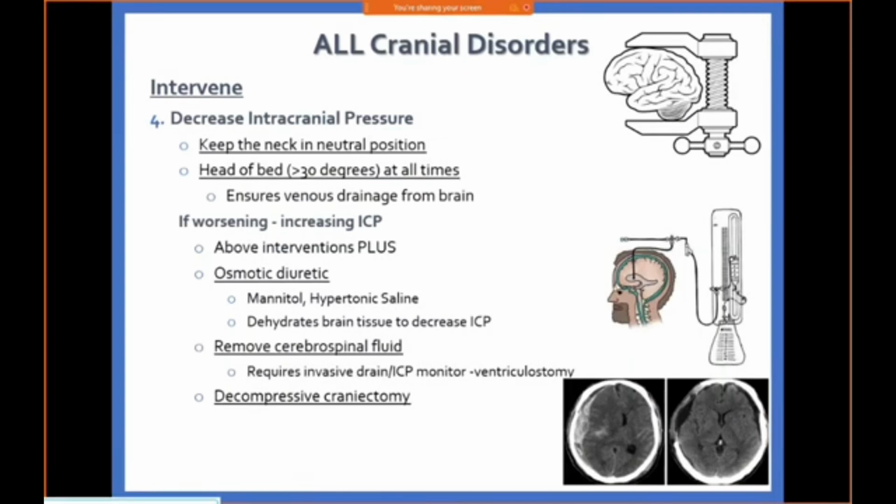Of course, we're going to want to decrease the intracranial pressure. And how do we do that? We do that in numerous ways. So this is important. Could you put a C-collar on as prevention? They could probably maybe do a soft C-collar if they want one.